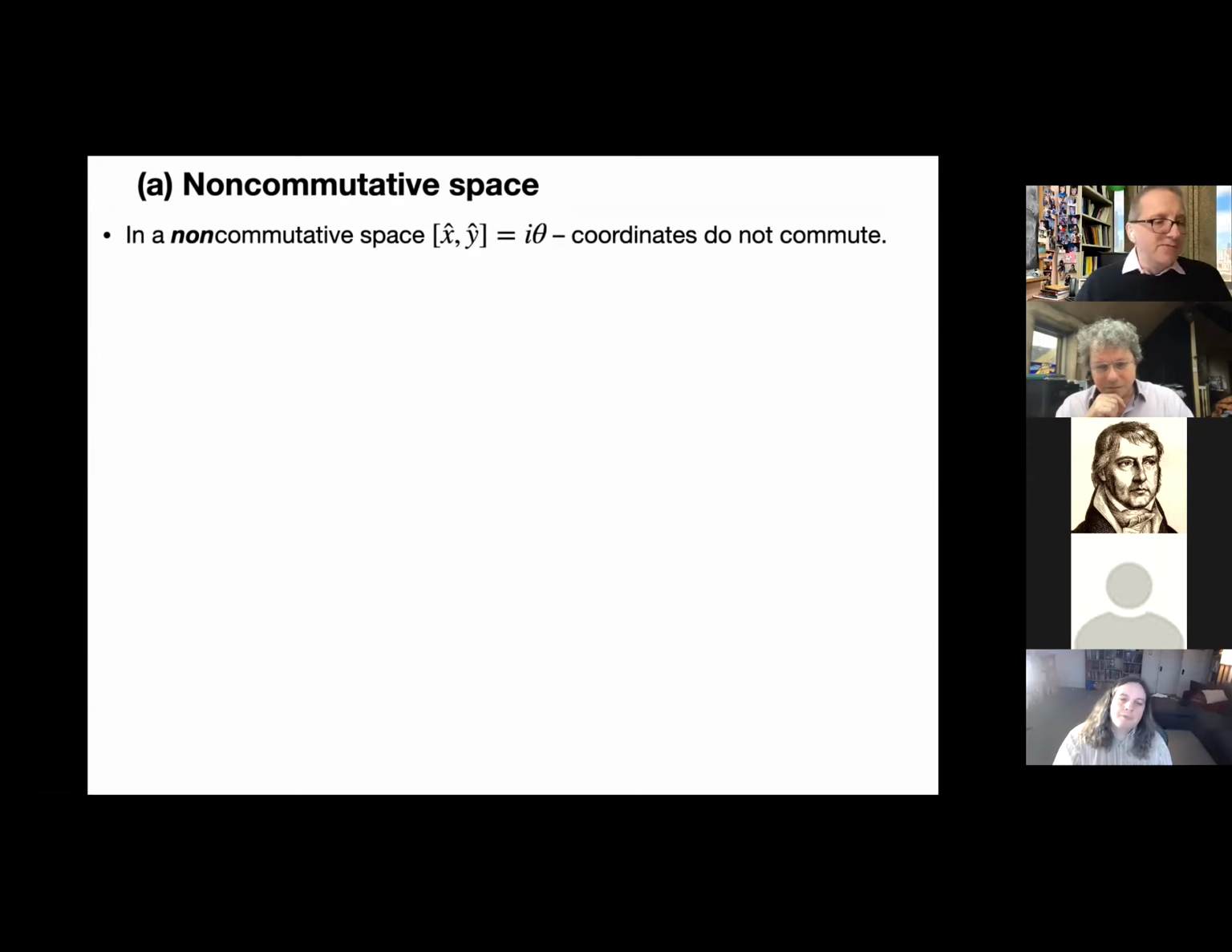So the basic idea of the non-commutative space is to take that trivial commutation relation, the coordinates x and y commute, and impose a non-commutation relation on them. They're not going to commute anymore. So xy is not going to equal yx anymore.